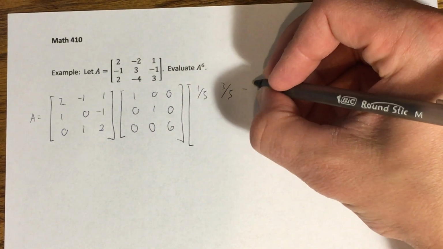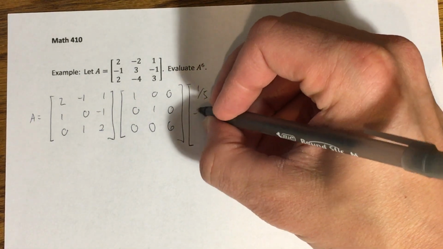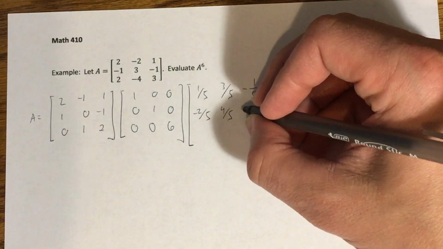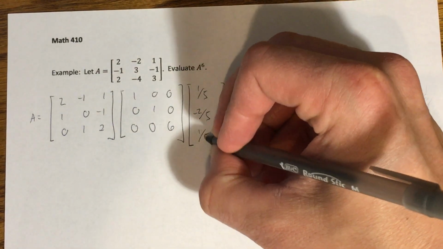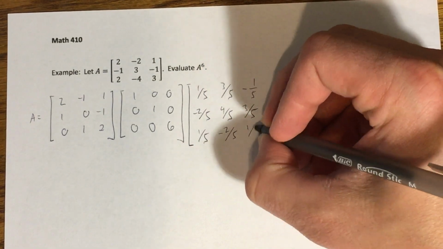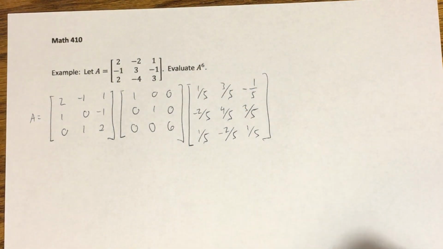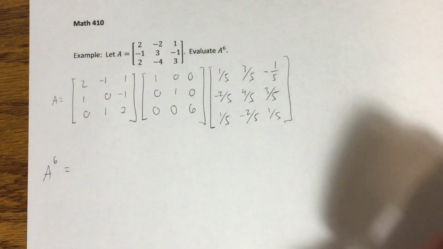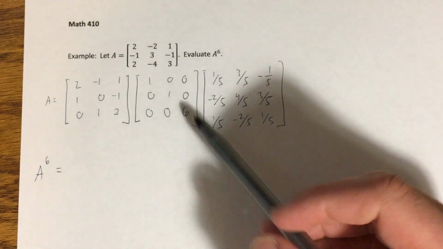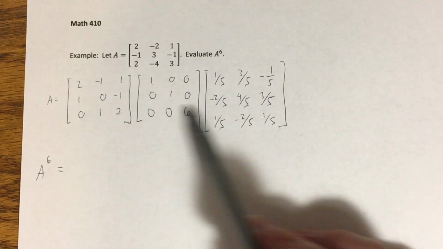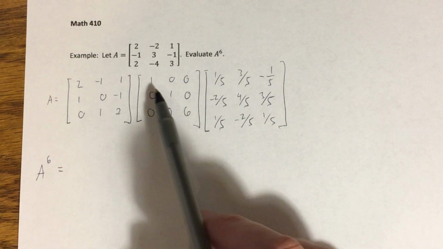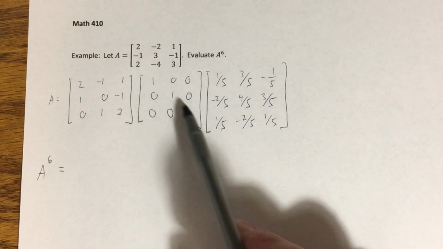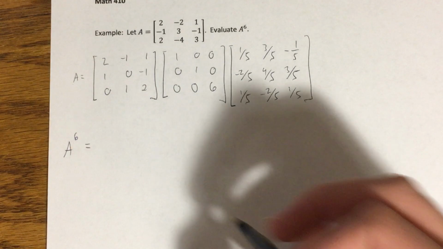3/5, negative 1/5, negative 2/5, 4/5, 3/5, 1/5, negative 2/5, and 1/5 there. Okay. If I want to raise A to the power of 6, then that's the same thing as simply taking this factorization of A, this product of 3 matrices, and only raising the matrix in the middle to the power of 6. And because it's diagonal, that's the same as raising only its diagonal entries to the power of 6.